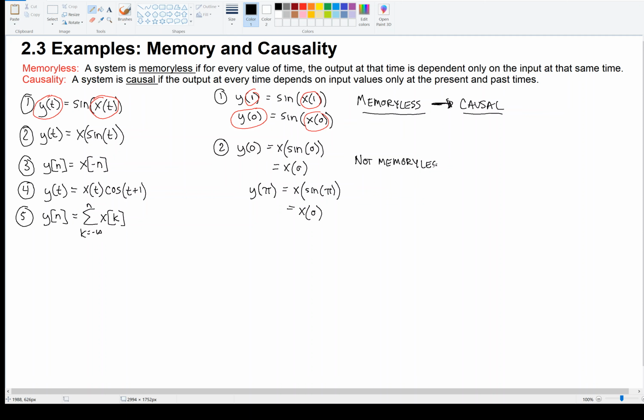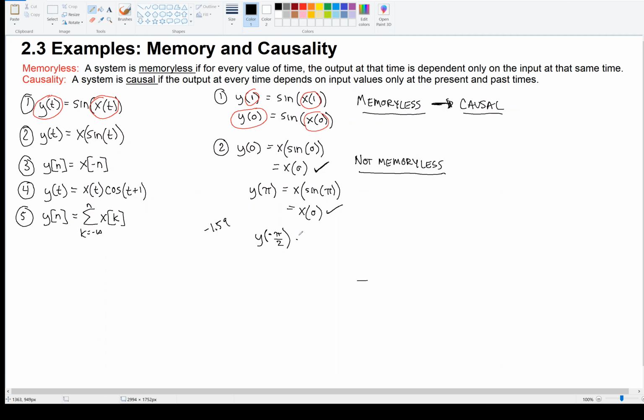Not memoryless. So we wonder then, is it causal? Because it seems as though the output is depending on the present value of the input and previous values of the input. Okay, well, I'll give you this counterexample. Let's say y of, how about negative pi over 2. So we plug in negative pi over 2. Negative pi over 2 is about negative 1.59, something like that.